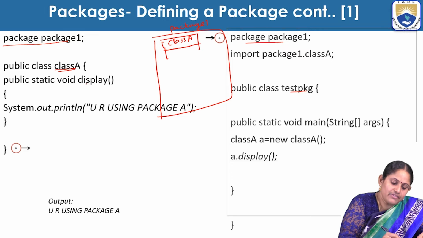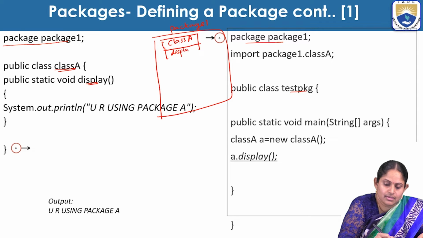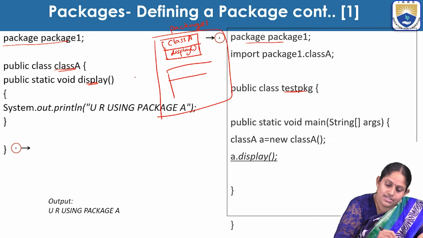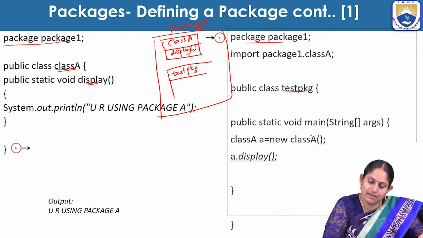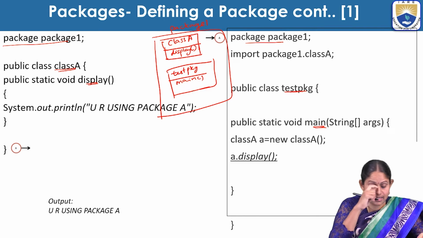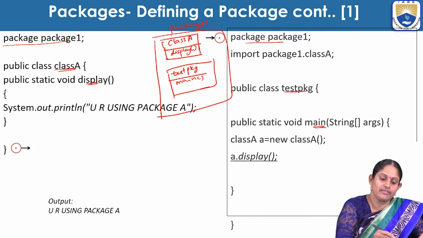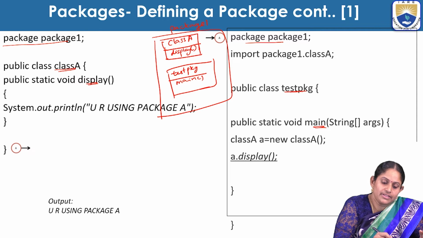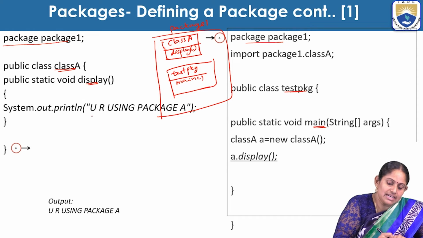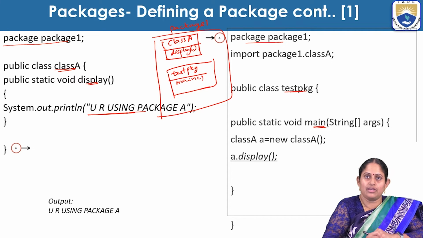The class A has a display method, and inside we again have this test package stored inside package 1. So you have the test package and the main method of test. So this is how we have the package. Inside the package folder, we will have the class A and the test package. Inside class A, we have the display method, and it is displaying the statement "you are using package A".